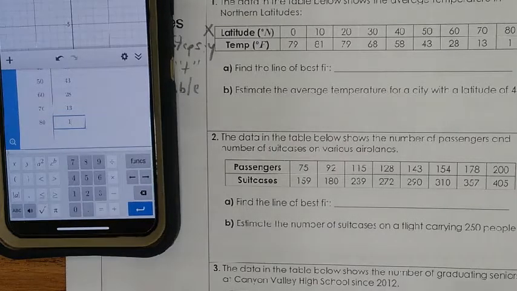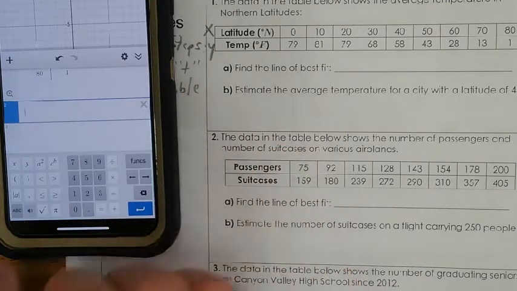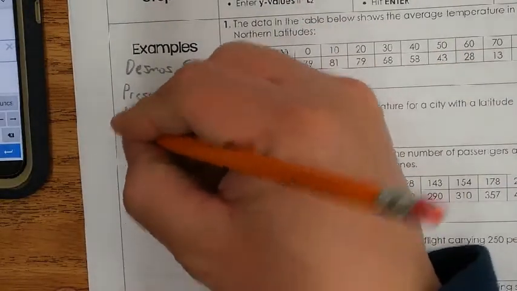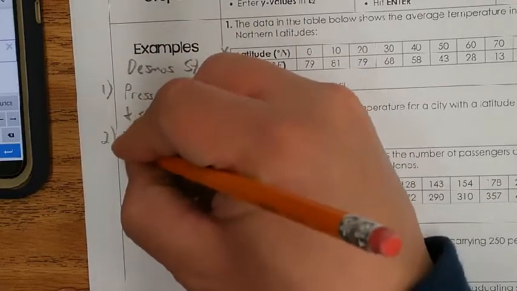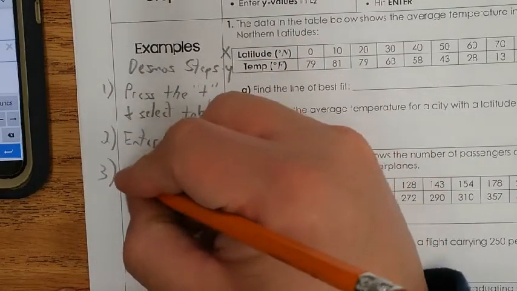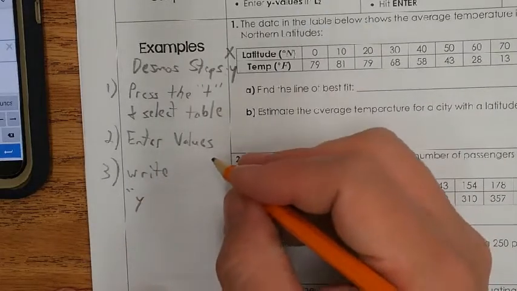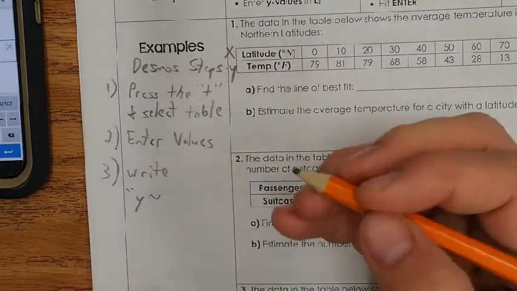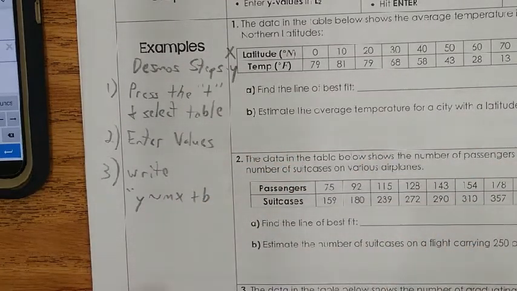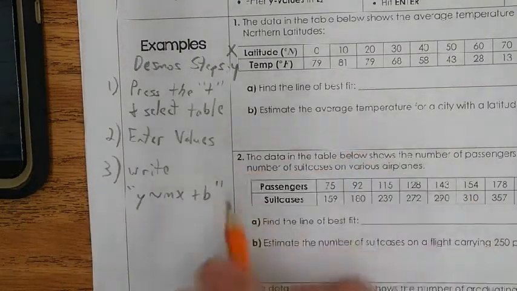All right. After you do that, you go to the next line. On the next line, you're going to use this equation. First step, second step, enter values. Third step, write this equation: Y, with a little squiggly line, that means approximately, mx plus b. But there's one more thing you got to do. Basically, it's just like y equals mx plus b, except instead of the equal sign, you put the squiggly line.